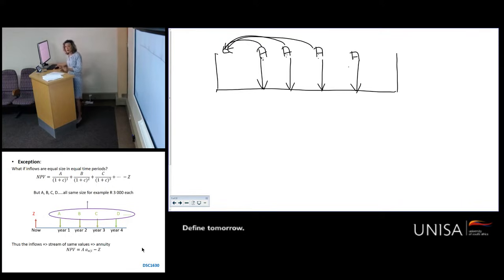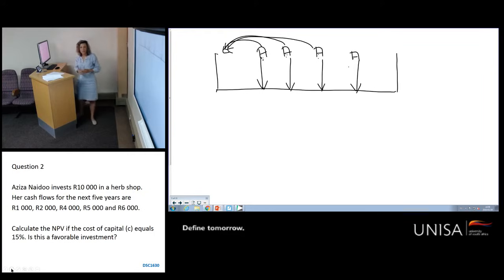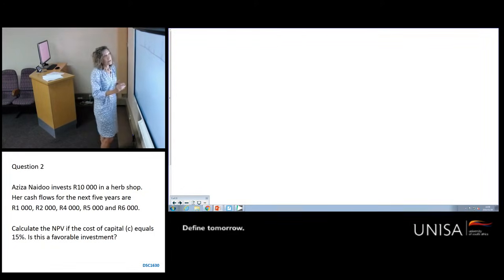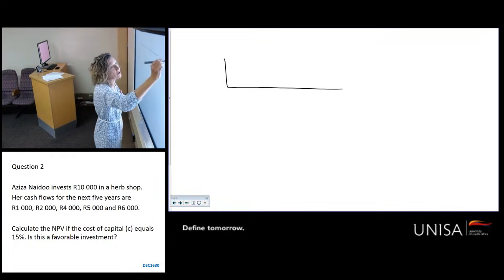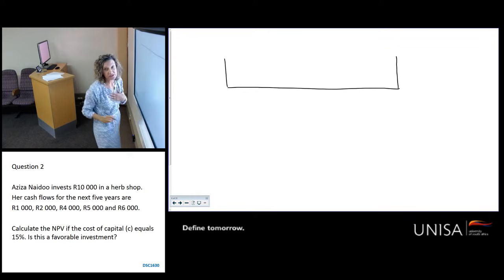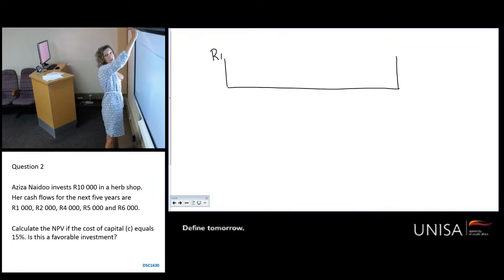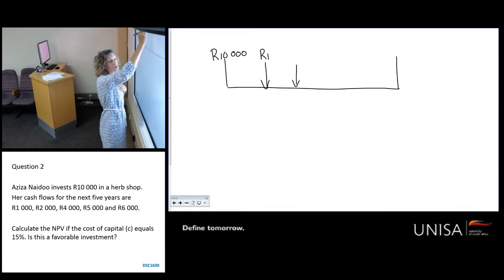Now let's look at an example. Again, let's look at Aziza again. We're just going back to our original example, but we're calculating the net present value and see if it gives us the same conclusion. I've got 10,000 Rand here, right, and I've got my 1,000. I'm just going to do a 1 there just to make it shorter.